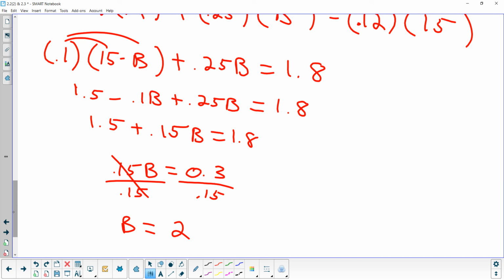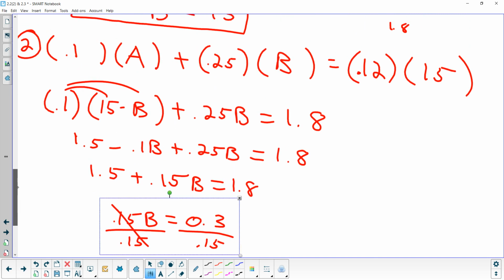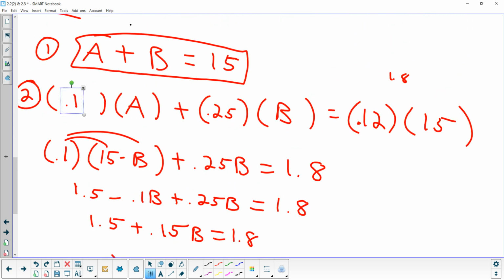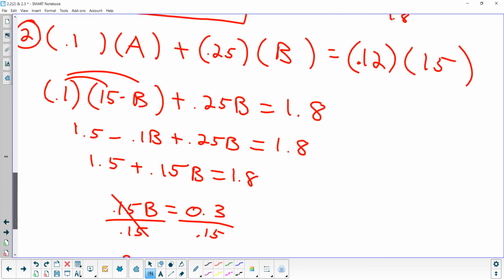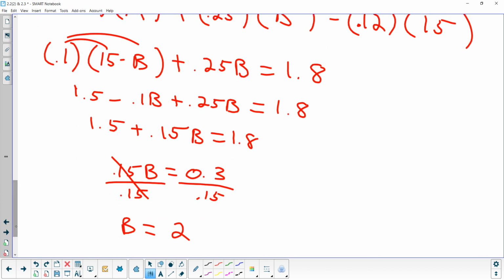How'd you get 2? 0.3 divided by 0.15. That just comes out to 2. Any question on that? Yeah. Where did you get the 0.1 from at the beginning when you distributed? The 0.1 right here? Yeah, same one. The 0.1, that comes from the 10%. It's the concentration. We always have to write our percent as a decimal. Same way we had to do it when we did an interest rate formula.